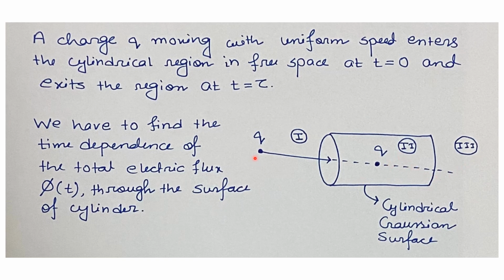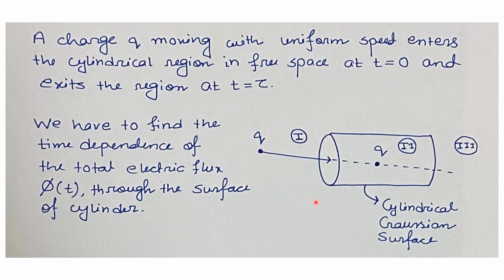So the charge is initially at region 1 in the free space. It is coming towards the cylindrical region and it enters through this surface of the cylinder into region 2. Then it travels through the cylinder for the time interval t equals tau. Then again it exits and enters region 3, which is free space. So we have to find the time dependence of total electric flux phi as a function of t through the surface of the cylinder. So that's the surface of region 2.